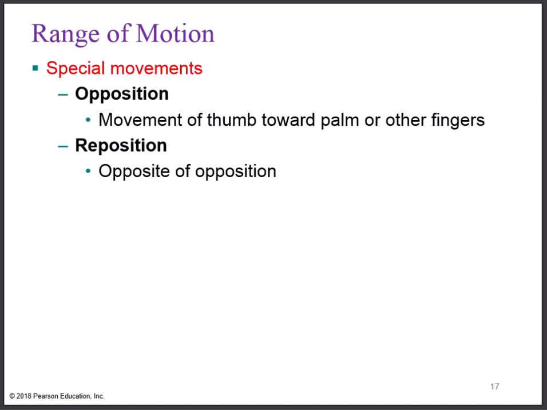Here's a special movement that occurs in the hand. Opposition. This is if you took your thumb and rotated it towards the palm or your other fingers. Maybe you actually touched your pinky to your thumb, your ring finger, right? Your fourth finger to the thumb, the middle finger, the third finger to the thumb. That would be opposition. And then when you separate the fingers again, just go back to normal anatomical position, that would be reposition.